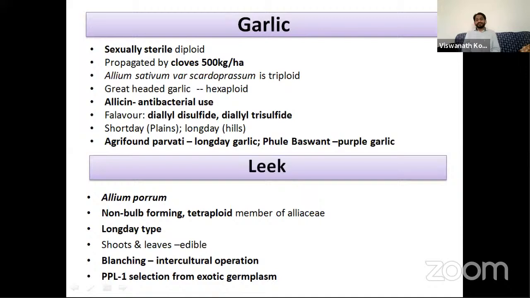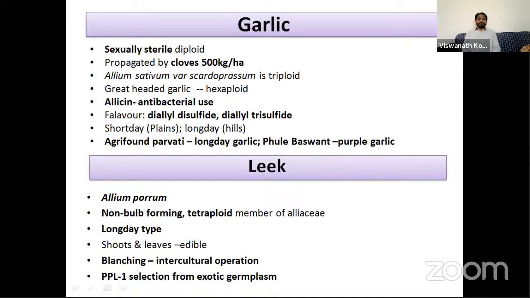In seed technology we call anything a seed. It may be a tuber, a stem cutting, a clone, or a bulb. In seed technology terms, we call it a seed. Botanically it may change, but from the seed technology point of view, we call all of them seeds. So the seed rate here means the cloves only. The garlic seed rate is 500 kg per hectare. And there is a triploid garlic, Allium sativum variety ophioscorodon, and the great headed garlic is a hexaploid type.